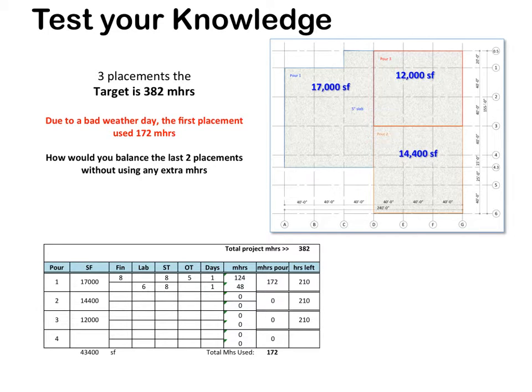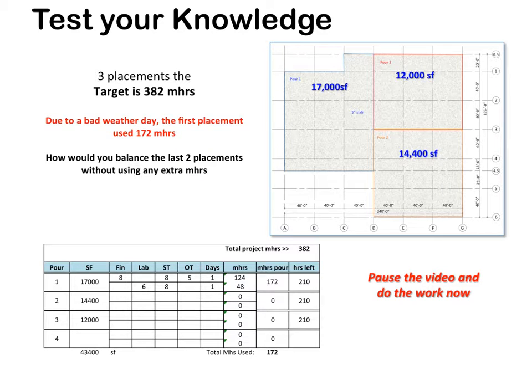Continuing on with some test your knowledge, we're going to look at the placements required to get this particular job done. The target is 382 man hours, and due to a bad day's first placement, we used 172 man hours. Your job here is to balance out the last 2 placements without using any extra man hours.